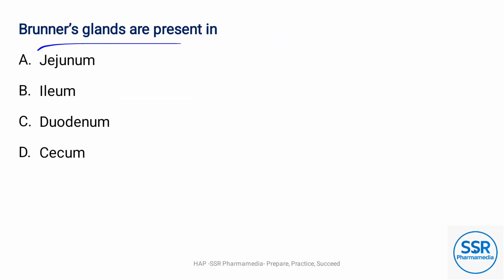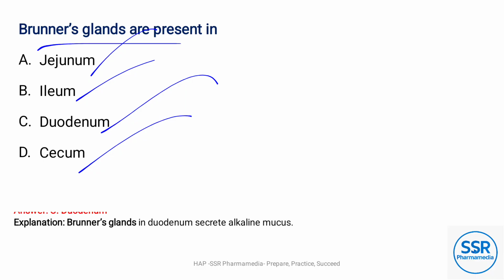Brunner's glands are present in option A, jejunum. Option B, ileum. Option C, duodenum. Option D, cecum. The answer is option C, duodenum. Brunner's glands in the duodenum secrete alkaline mucus.